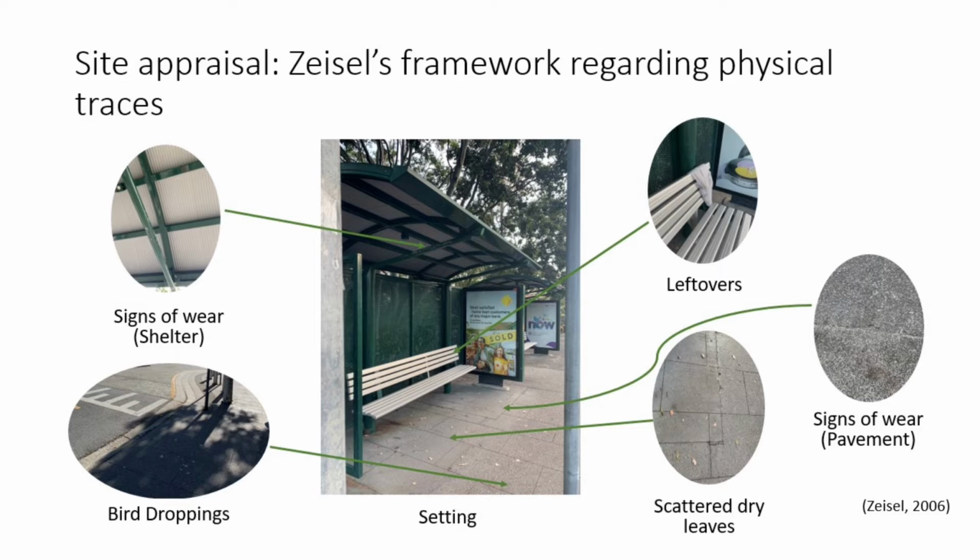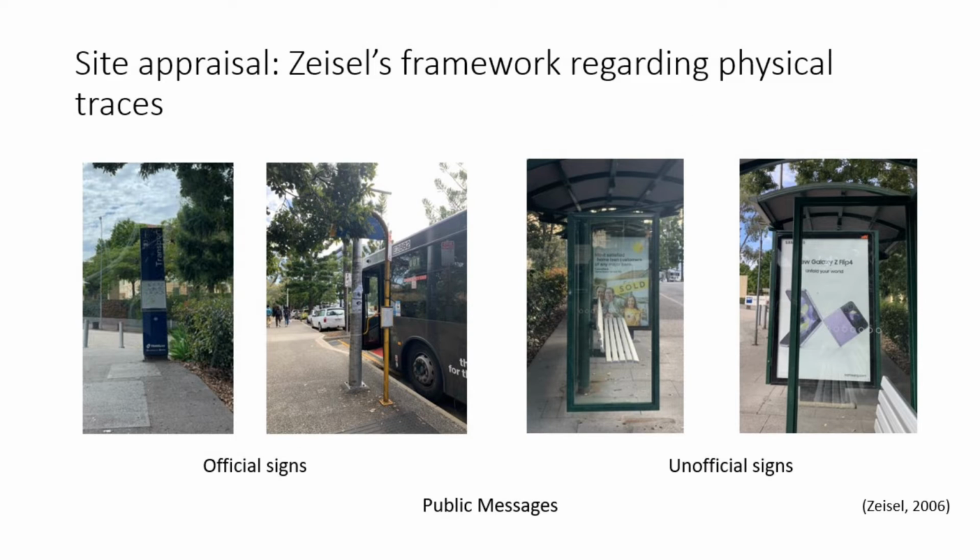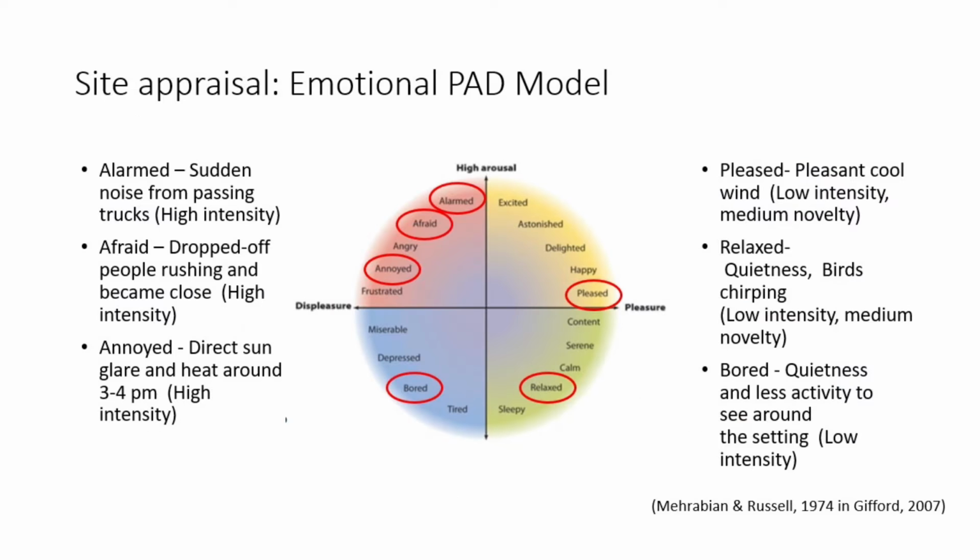First, through the ZZ framework, you can see that there are signs of wear and leftovers here and there, which indicates that the shelter has been used for long periods. Scattered leaves indicate the low maintenance of the setting. The backdrops say there are buildings living nearby, and also there are public messages in the setting with both official and unofficial signs. This is the PAD model that I used.